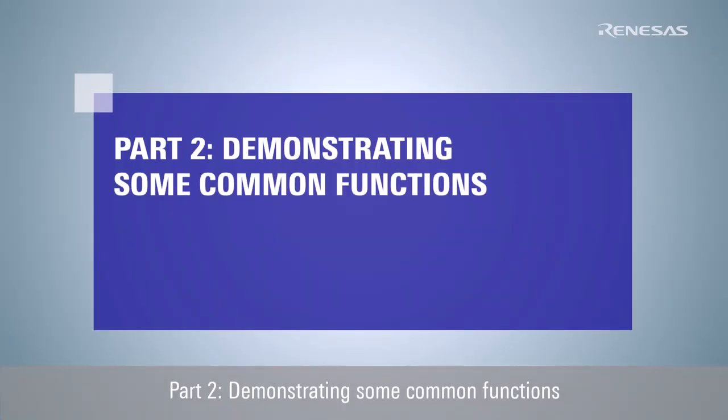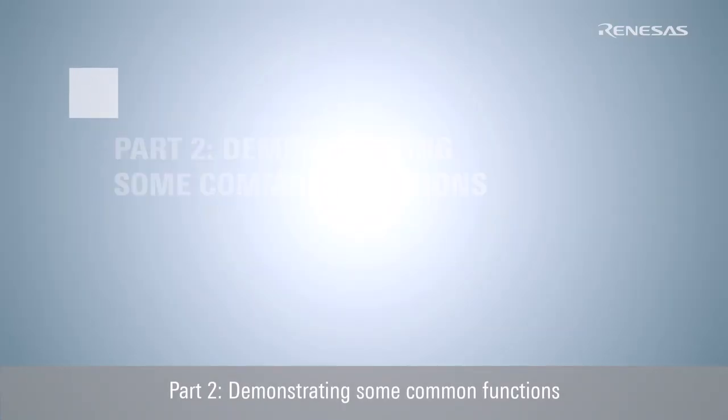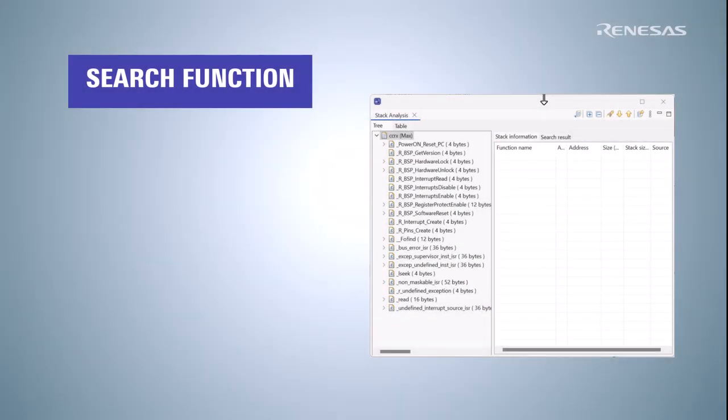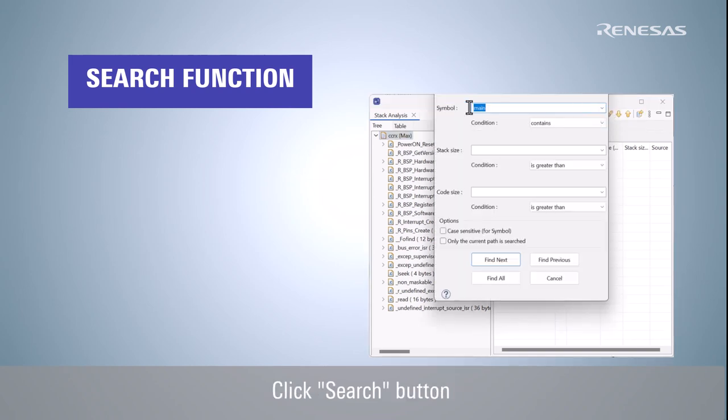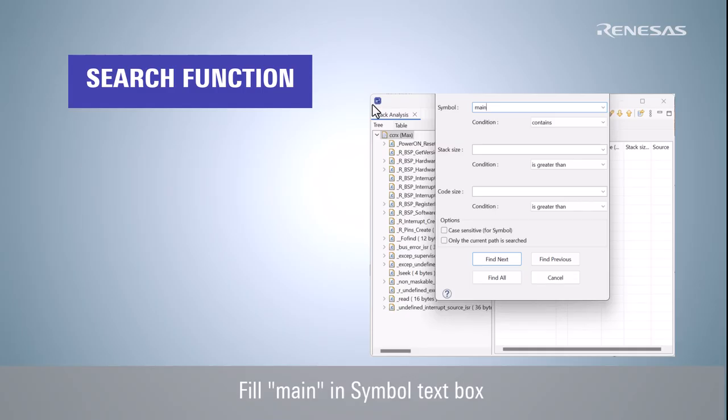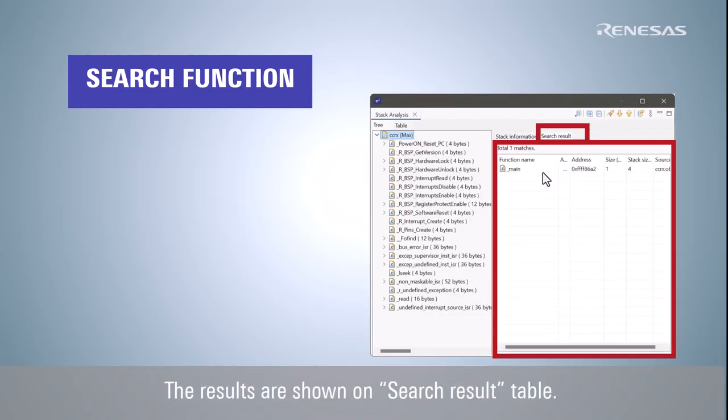Part 2, Demonstrating some common functions. Example for search function. Click Search button. Fill main and symbol text box. Then find all. The results are shown in the search result table.